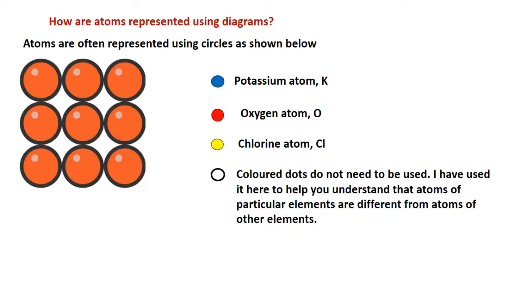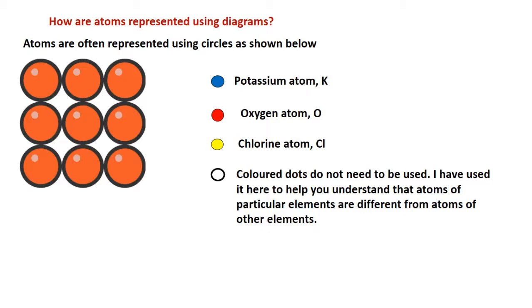If you want to represent atoms using diagrams, how do you do it? Number one, you represent atoms often using circles. You can see I've put some colors in the circles. Again, let me point out, it's just to make it easier for us to distinguish one atom from the other, not that when you draw it, you should put colors in. Okay, so potassium is a circle, oxygen is a circle, chlorine is a circle.